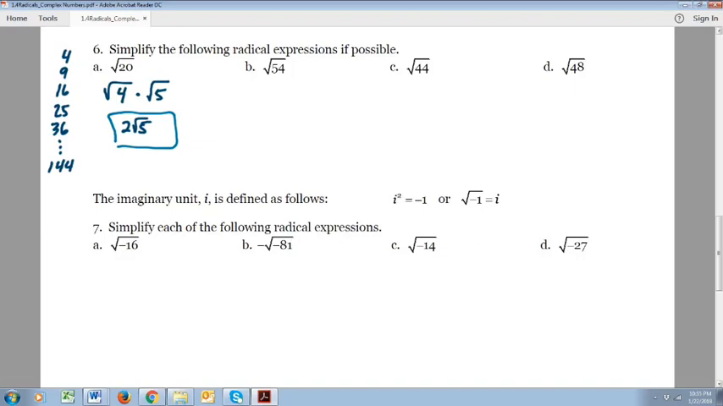If you look at letter B, notice that 9 is a factor.